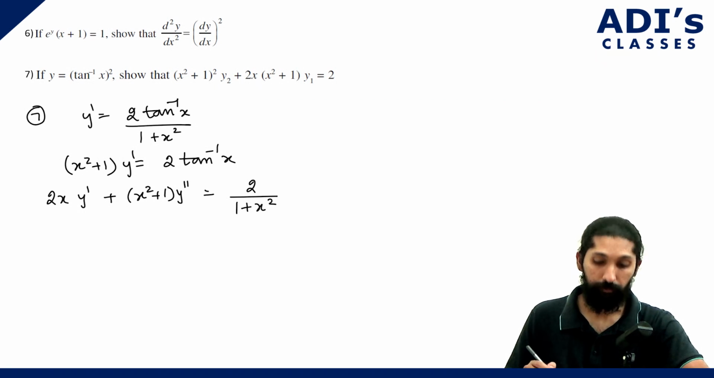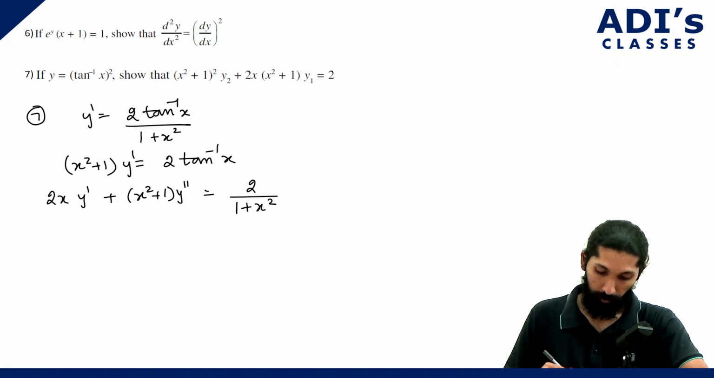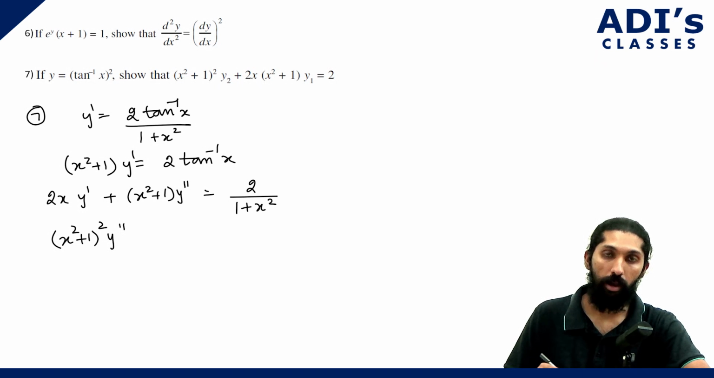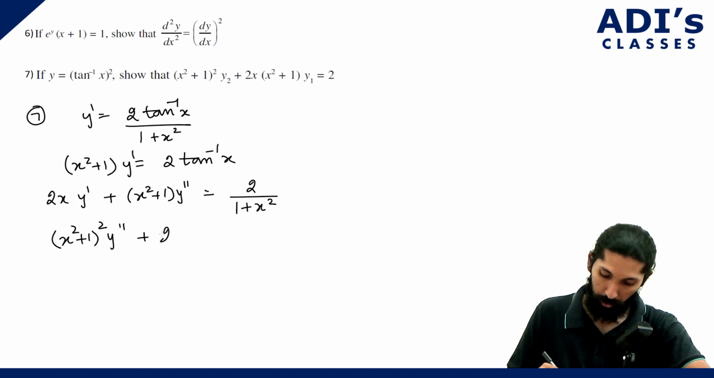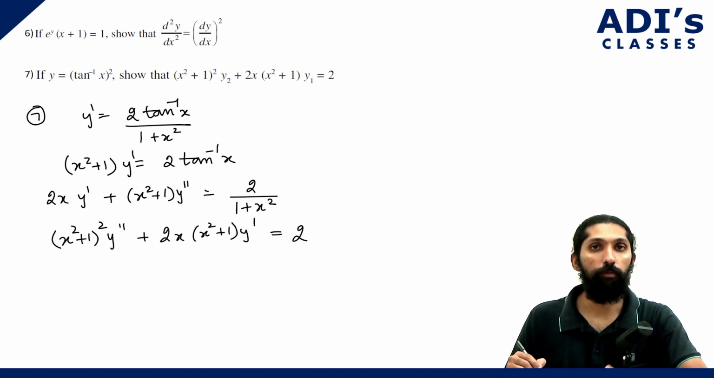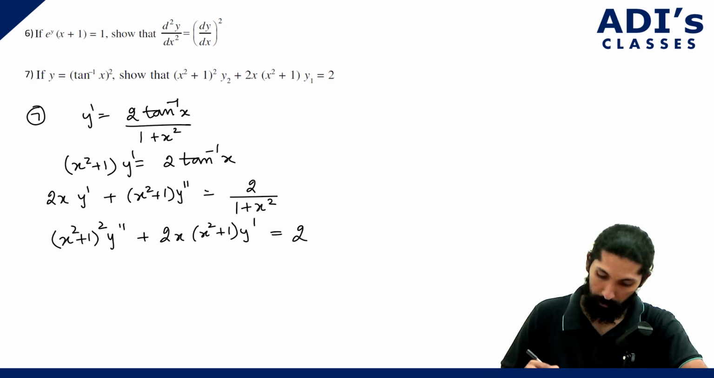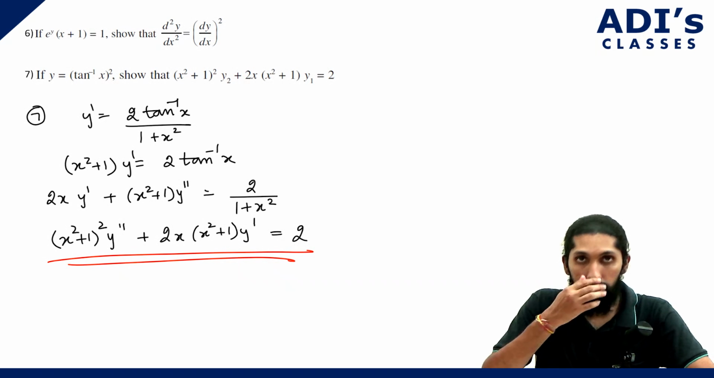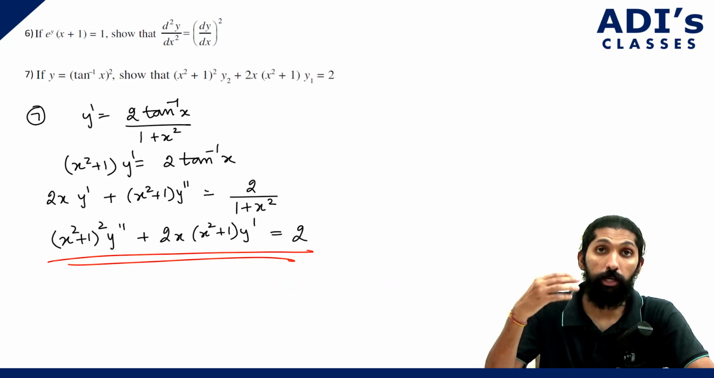Alright, cross multiply. So if you cross multiply, x square plus 1 whole square into y double dash plus 2x into x square plus 1 into y dash is equal to 2. Isn't it what we are looking at? Correct? So this is going to give us the final answer. Clear? So these are the type of problems where we are looking at the proving type.